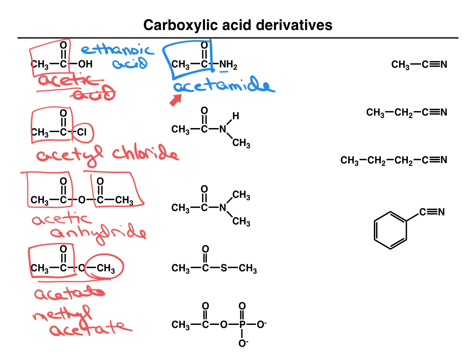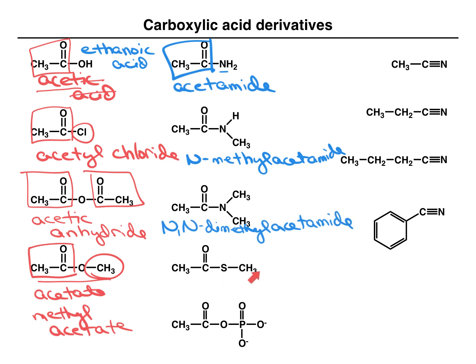So the acet part is based on what's on the carbonyl side, and so then we have to specify what's connected to the nitrogen. So this would be N-methyl acetamide. And then here, our acetyl group is connected to a nitrogen that's connected to two methyls. We have to specify both alkyl groups that are on the nitrogen. So this is N,N-dimethyl acetamide.